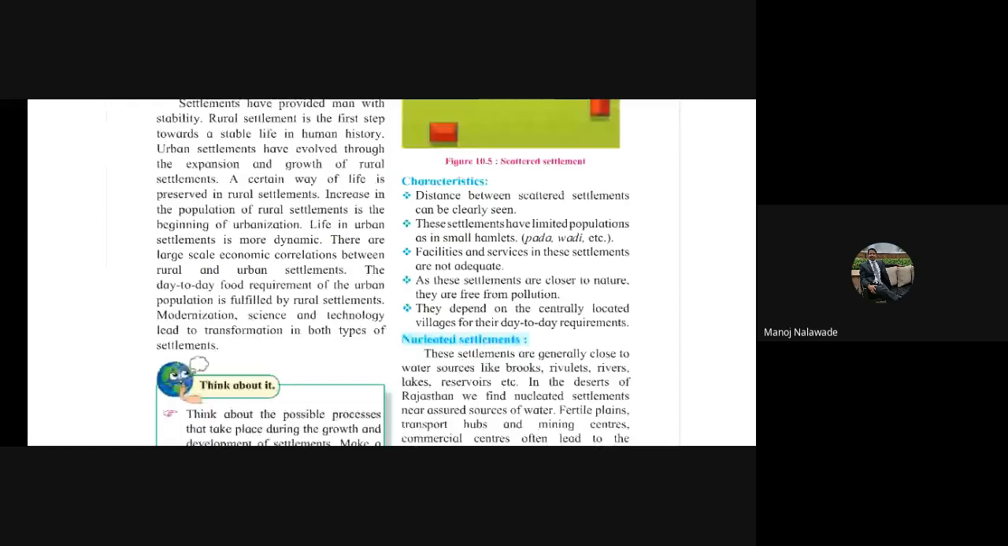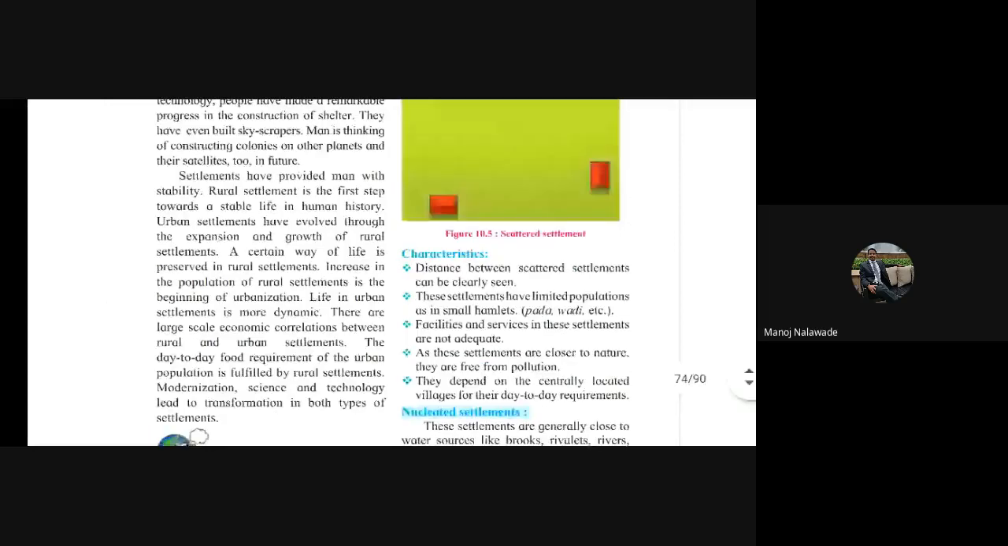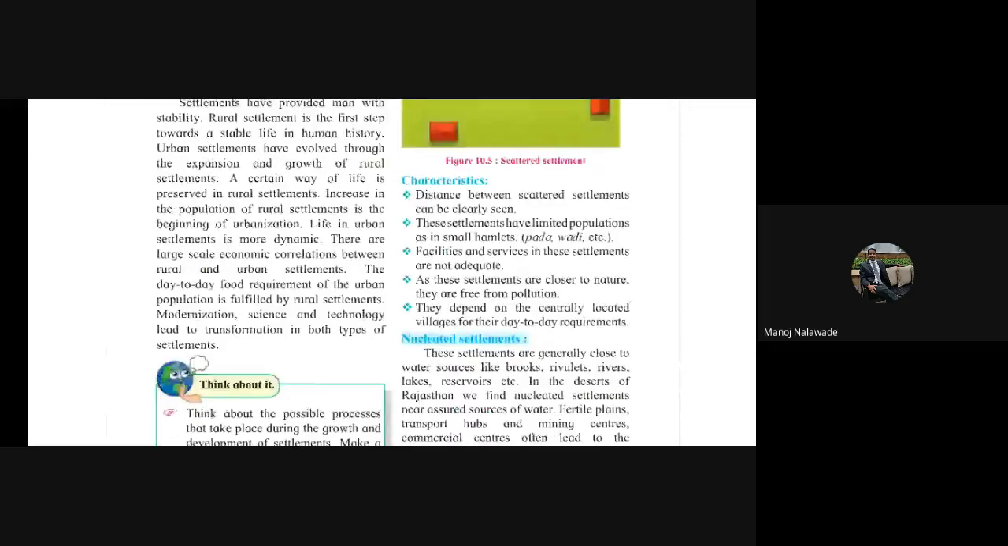You can easily see that this house is far away from this house. You can easily see from the figure also. These settlements have limited populations, as in small hamlets.